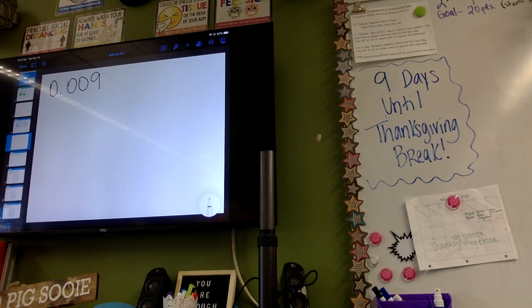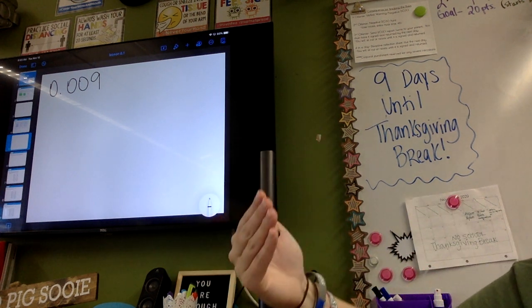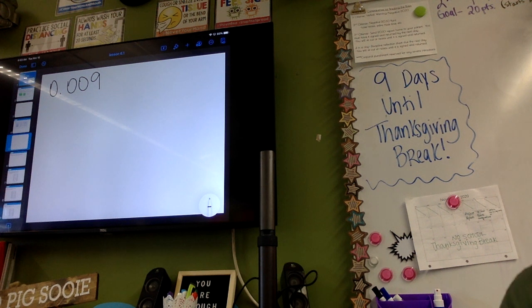Does anybody know what that says? 9 thousandths. Okay, now remember at the beginning of the year we just did hundredths. We went 2 places. Now in this chapter we do 3 places, so we're doing up to thousandths. Okay, so 0.009, which is 9 thousandths, times 10.